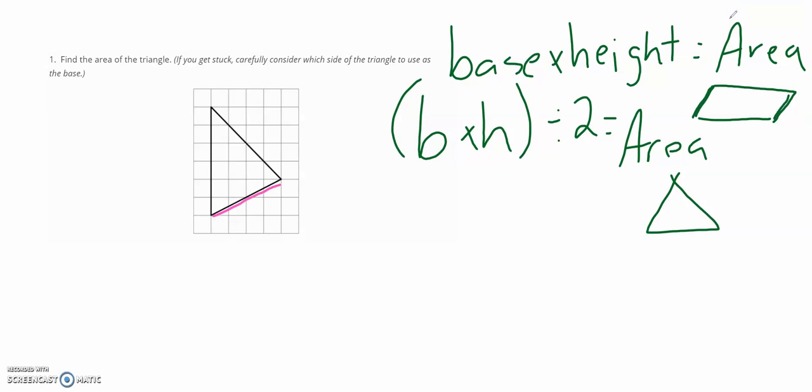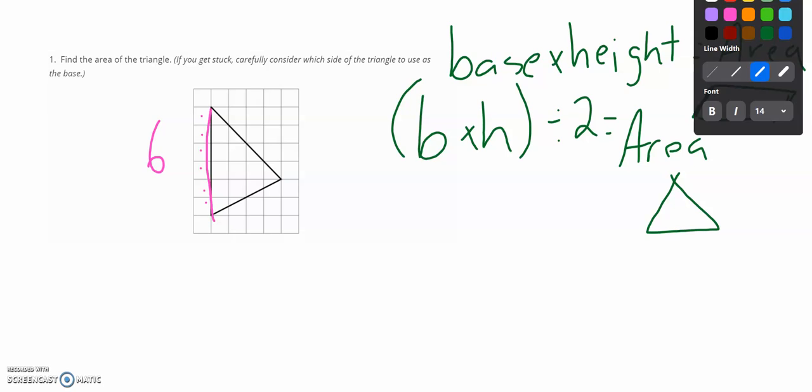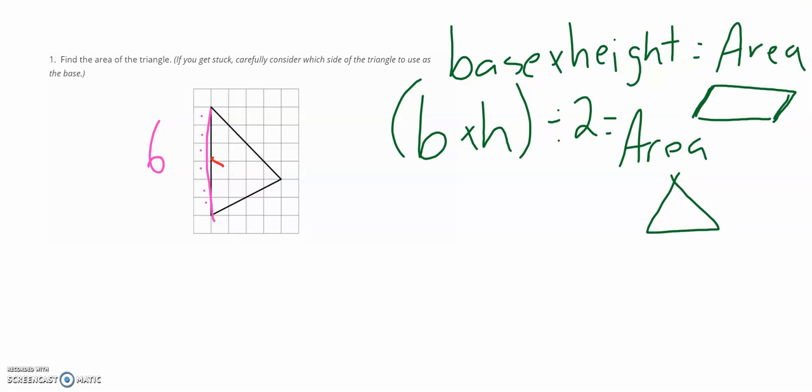All right, so I want to know which one's the base. This one is closest to the bottom, except I don't know how long that is because I cannot just count it. This does not count. 1, 2, 3, 4. No, it is not 4. I promise you. So I do see another one that is on the line. This one is nice and on the line. And I can see that it's 1, 2, 3, 4, 5, 6 long. The base is 6.